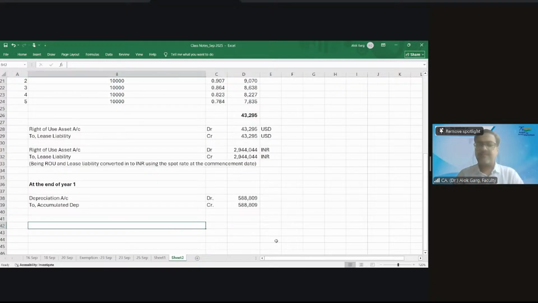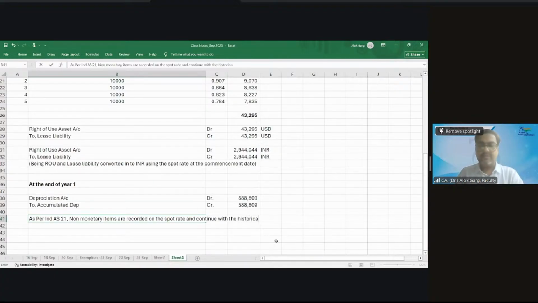Okay. So let me write here all. Let me also write here, as per Ind AS 21: non-monetary items are recorded at the spot rate and continue with the historical rate at every reporting date.